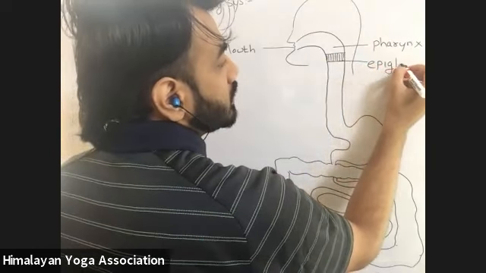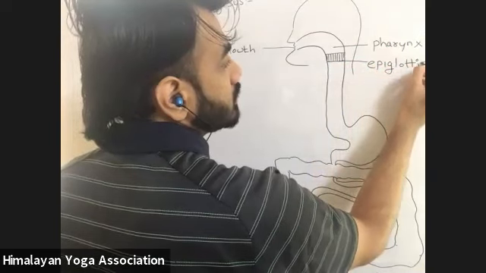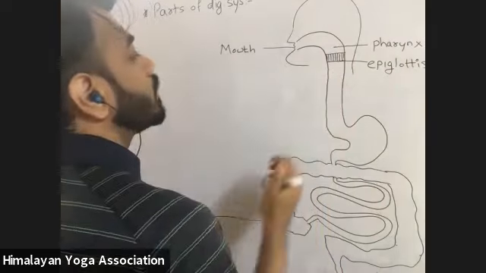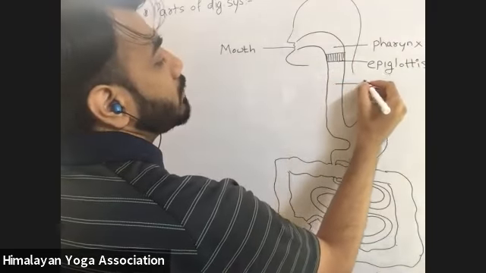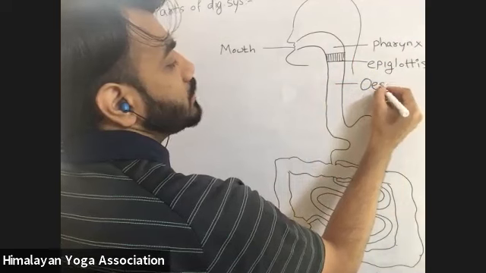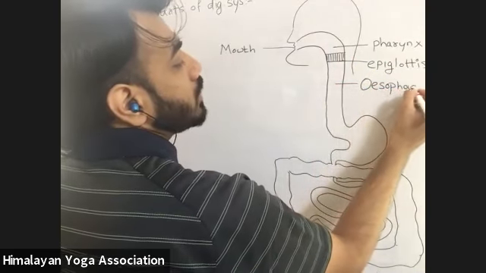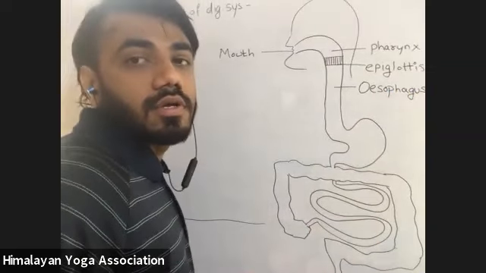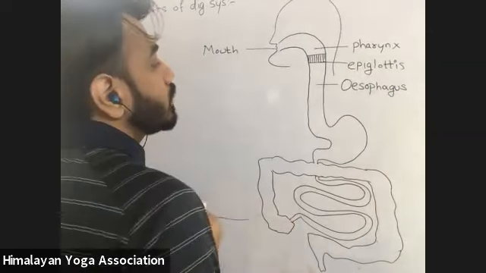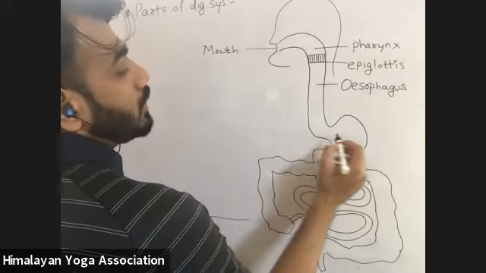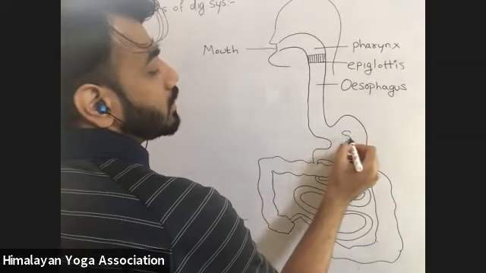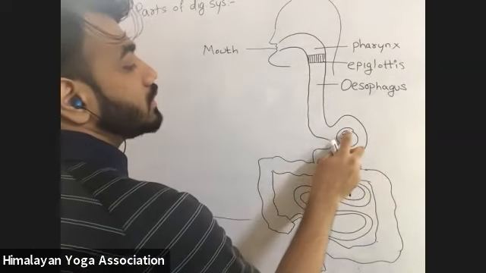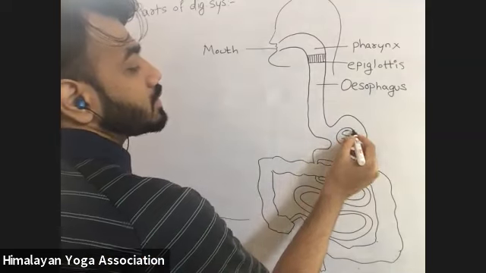What is epiglottis? That we will see. Epiglottis will be sending the food to the food pipe here. Then this one is our food pipe, known as the esophagus in the anatomical term. This is our esophagus. Now, here is our stomach. I will just write down the S in a circle which represents our stomach.